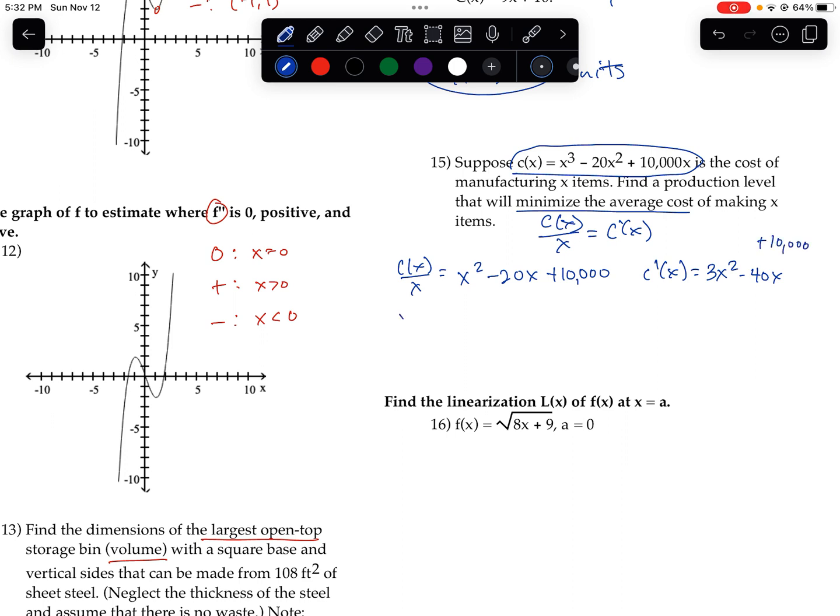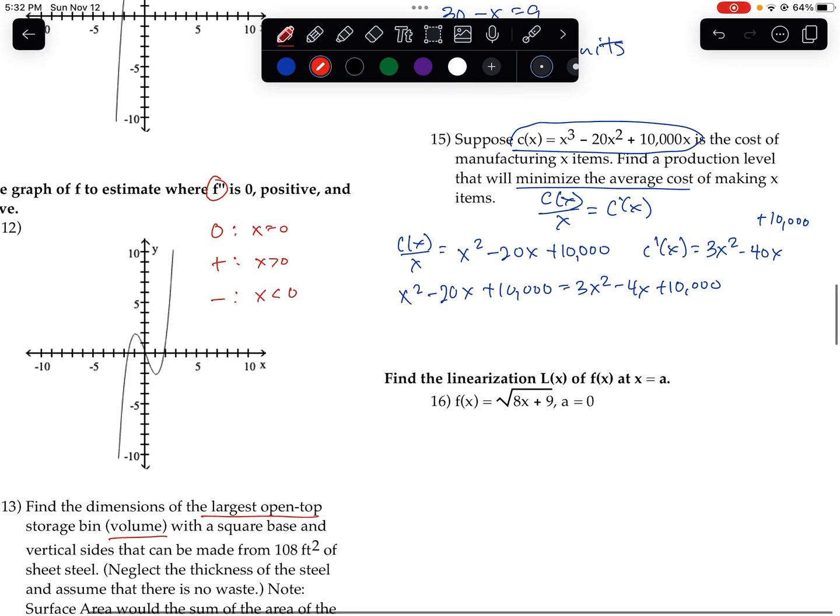So if we set those equal to each other and solve for x, let's see, if we move that over there, we're going to get 2x squared. Move, so it's supposed to be 40. Move that over there, we're going to get negative 20x, and then if I subtract, that's going to cancel. So that's going to be equal to 0.